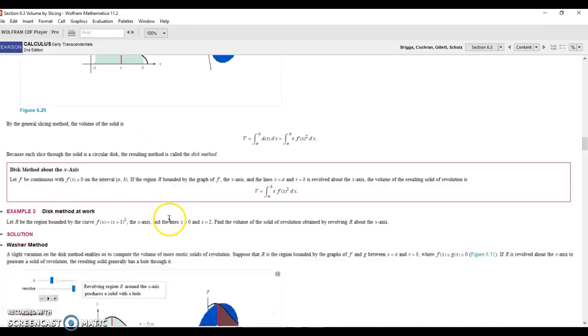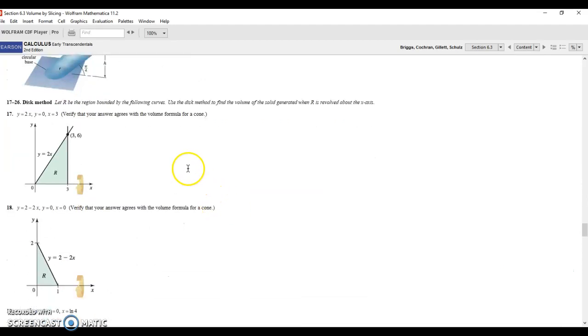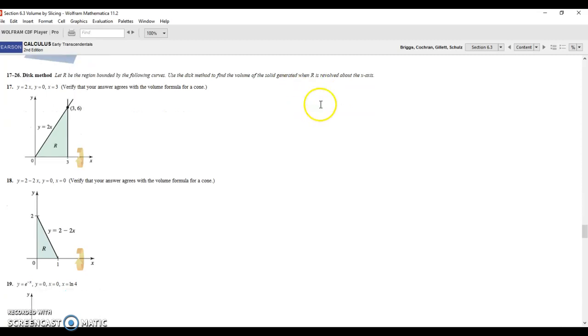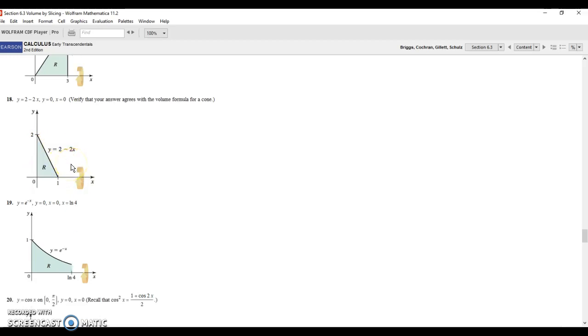Actually, let's go look at the problem before we hop over here. Problem number 18 wants us to use the disk method to find the volume of the solid generated when R is revolved about the x-axis. So you can see here, we've got y is 2 minus 2x. We want to revolve that about the x-axis.